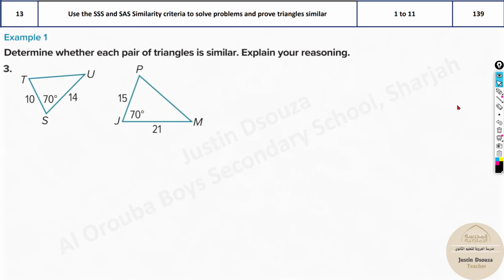Now, there are plenty more problems. Please do try and solve them by yourselves. I'll do this one quickly. Very easy, the angle is the same. So the angle is good, it's done.